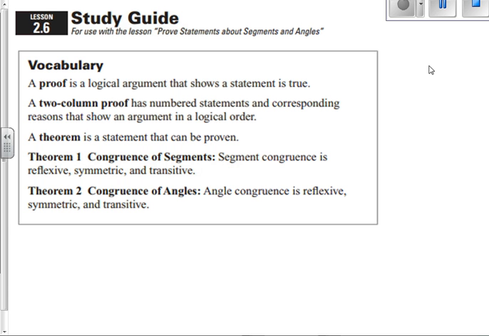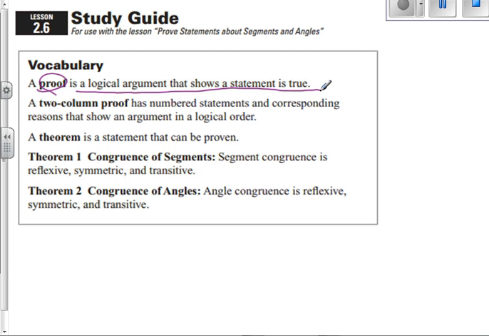So there's a few vocabulary words you need to go through. A proof is just a logical argument that shows a statement is true. All these proofs we were doing, we're just going through a logical sequence to show that a statement is true. Basically, it's in the question. They're asking you to prove something. That's the statement that we're trying to make.